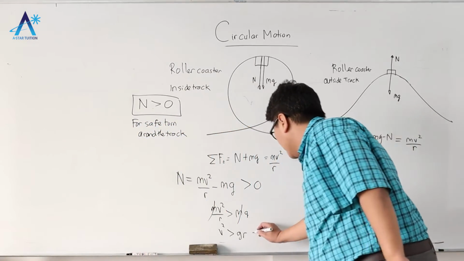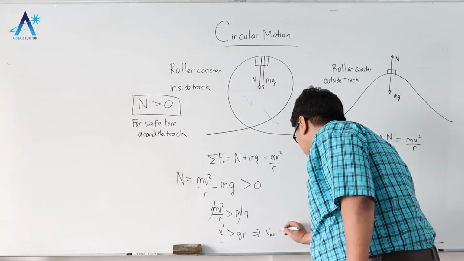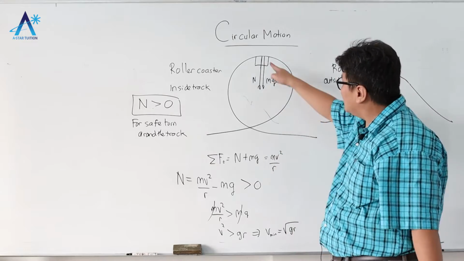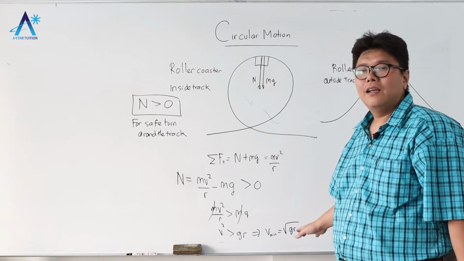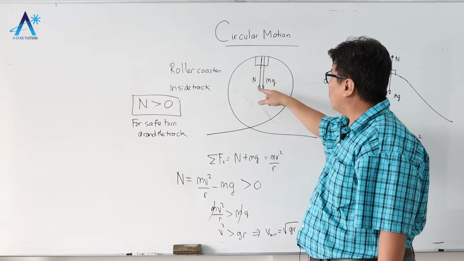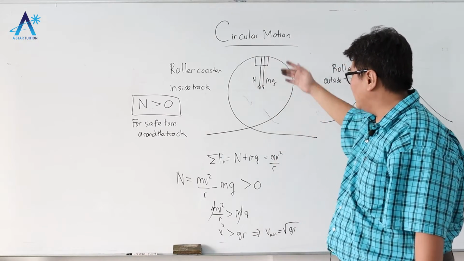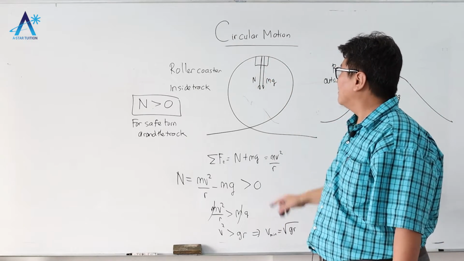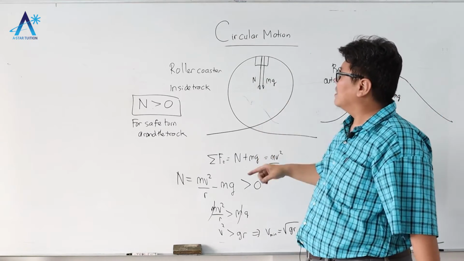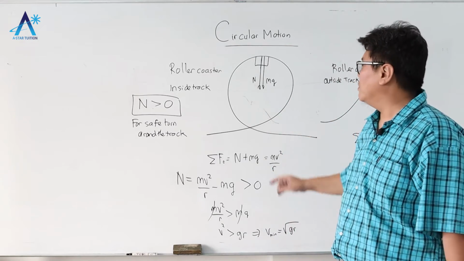In other words, v must be, at minimum, root of gr. Meaning that if the speed at this point is less than root of gr, then the ride is not safe, because there will be no normal force. So it will lose contact. If the contact is lost, then obviously the car will not be able to maintain contact with the track. So it's not safe. So this is the minimum. It has to move fast enough for that to happen.